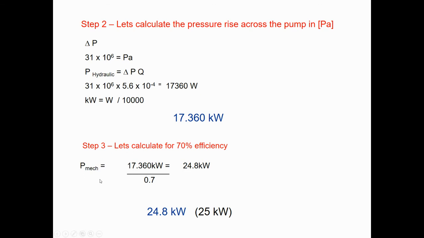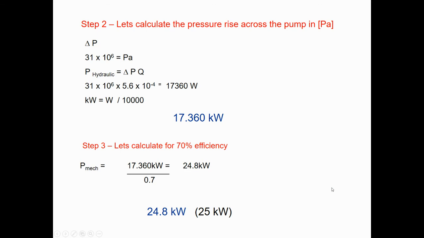So to do that, I can do either way. The power 17.36 divided by 0.7 is going to be equal to 24.8 kilowatt, or 17.36 multiplied by 1.3 is going to give you the same result, because I need 130% of the power required to run the pump. So the power required is going to be 24.8 kilowatt. Let's say it's going to be 25 kilowatt.